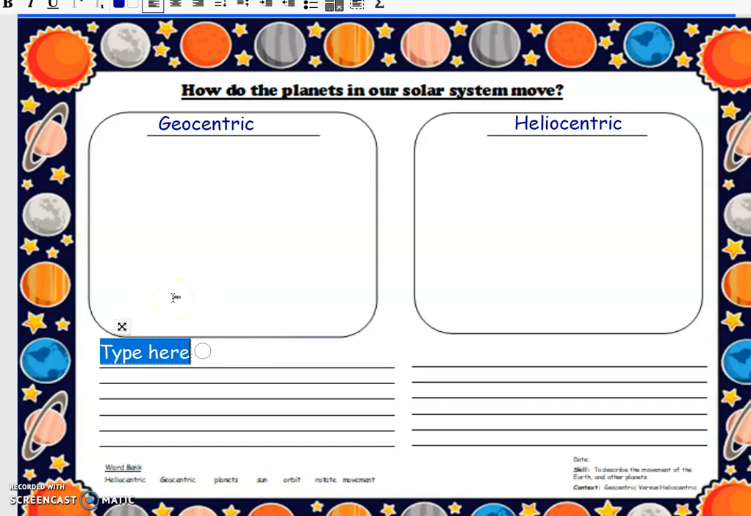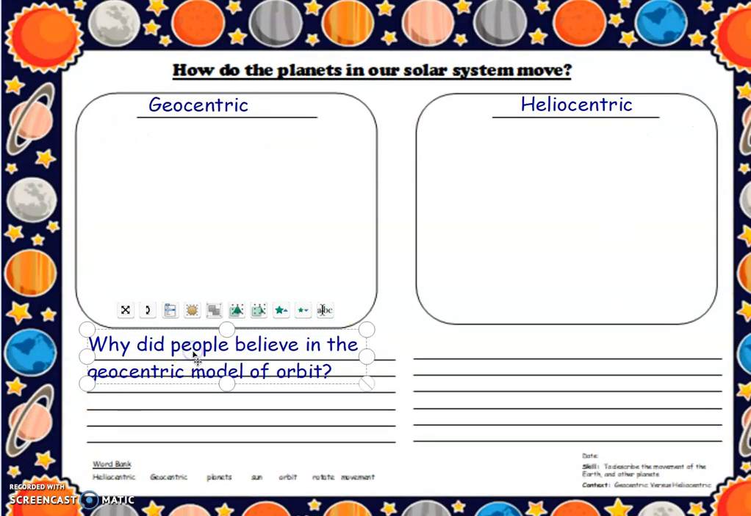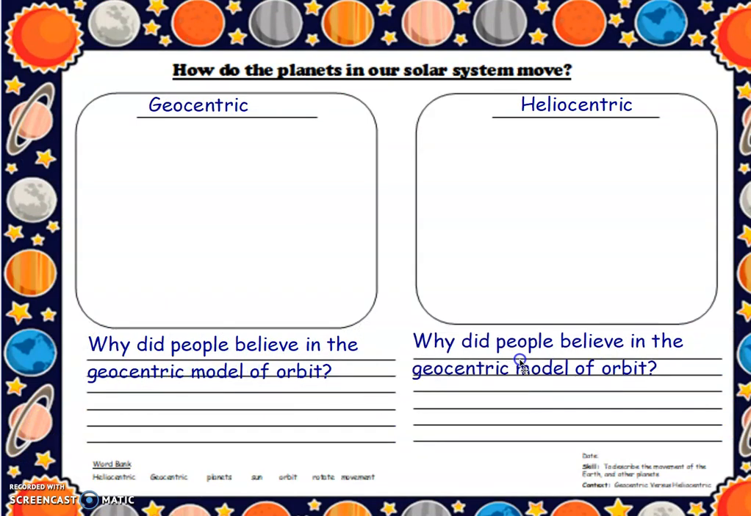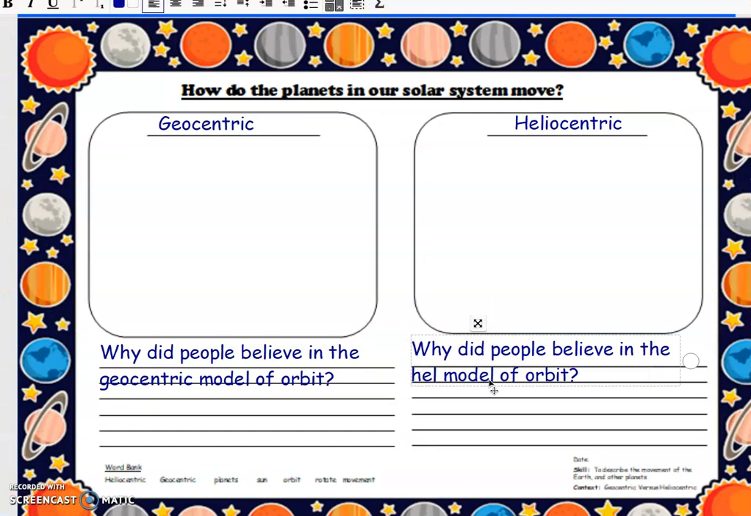I'll put the two examples of a search you could do. So for this one, you could write, why did people believe in the geocentric model of orbit? Because that's what these are, aren't they? The orbits, they're showing how the planets move around the sun. And in this one, you just have to do the same. I'll just quickly copy and paste it for you, and just change that for heliocentric. And probably just change do for did.